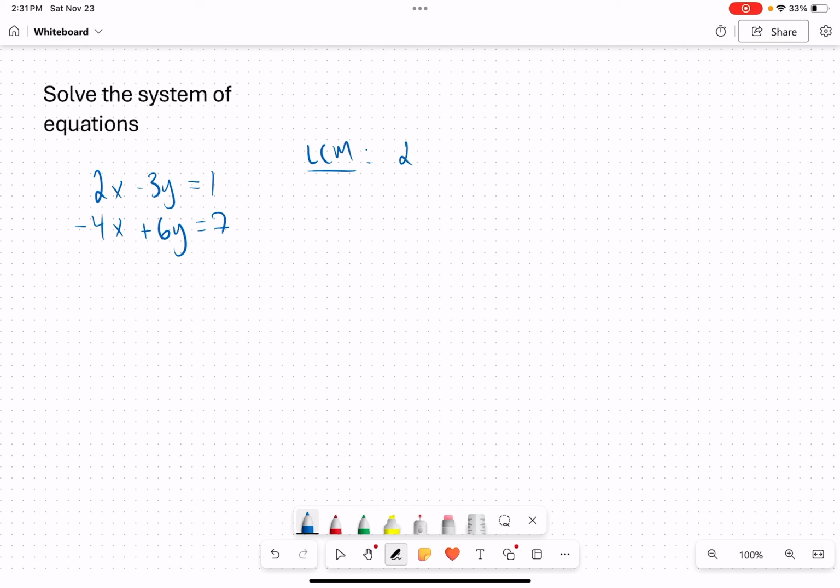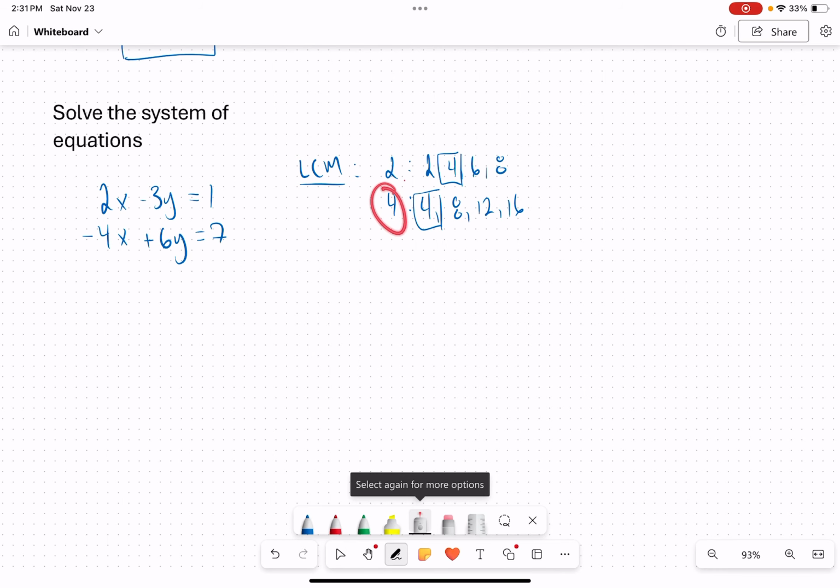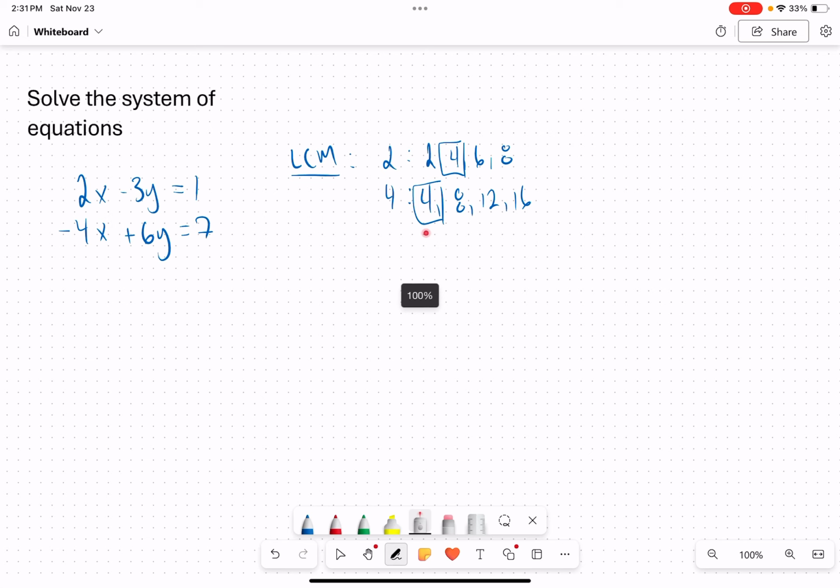So I write down my two coefficients, the 2 and the 4, and then I start writing their multiples. 2, 4, 6, 8, and 4, 8, 12, 16. I already see that we have a least common multiple, and that is 4. So we have a 4 right here and a 4 right here. Do I need to change the second equation? No, it's already a 4, so there's nothing to multiply in the second equation.